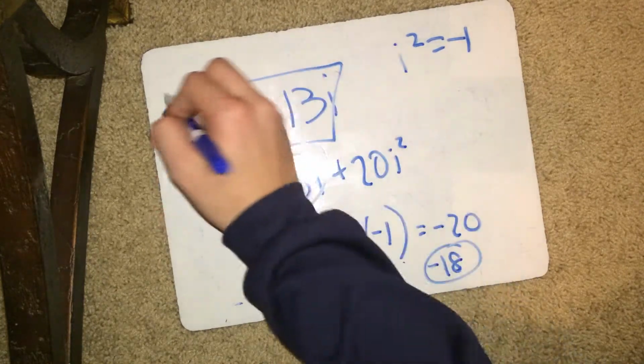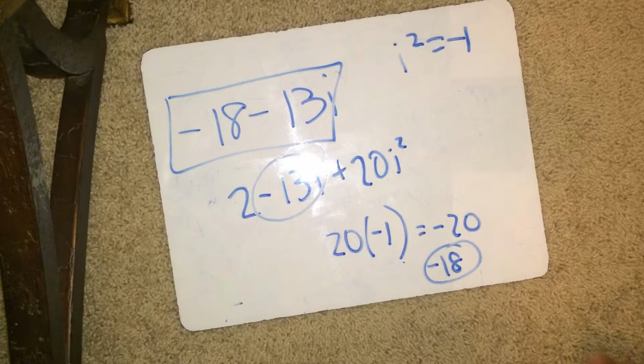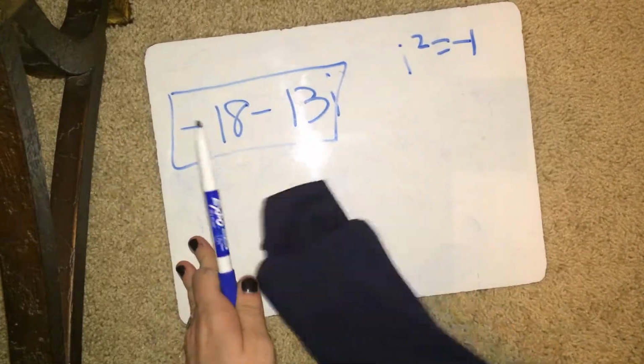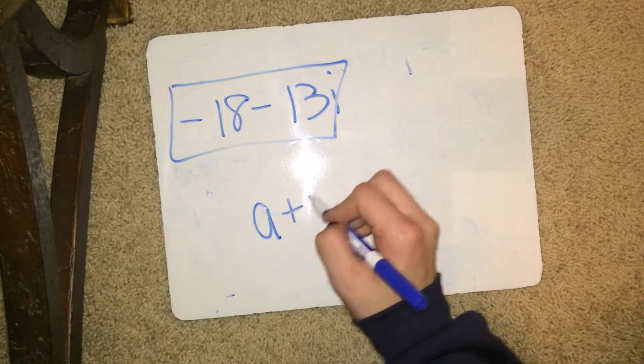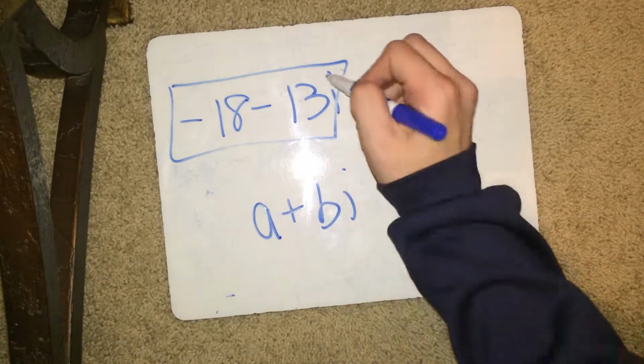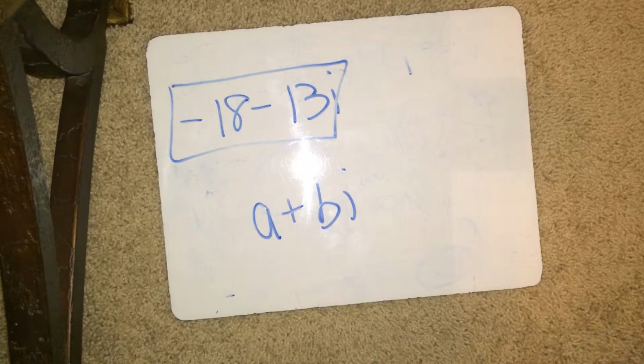And that would be the final answer, and it would be in the same form, the complex standard form, which is a plus bi, where that's the complex part and that would be the real number.